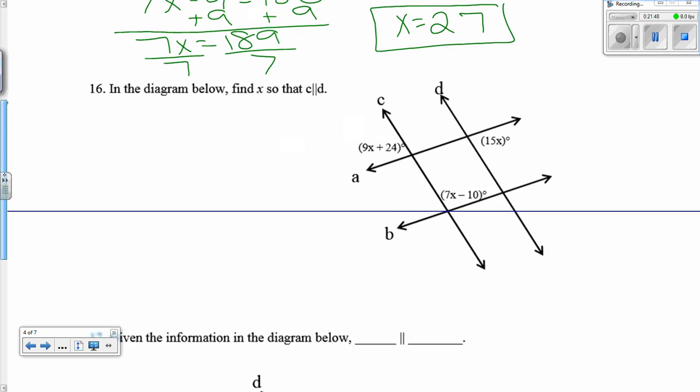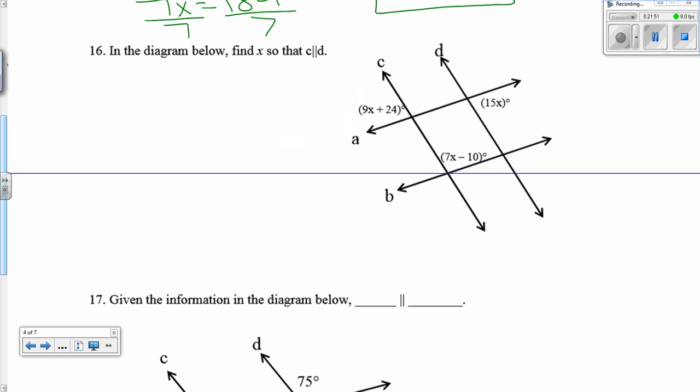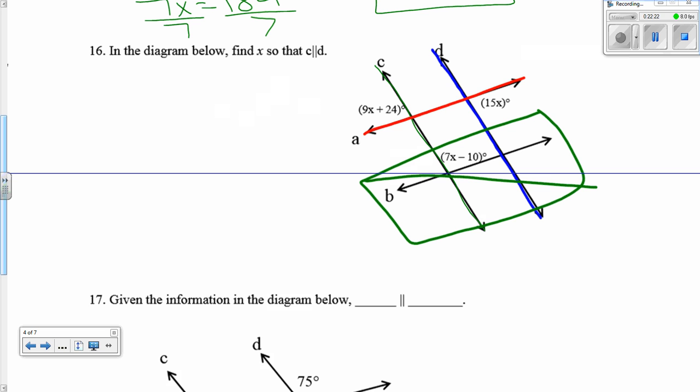All right, so in the diagram below, find x so that C is parallel to D. So I know I'm going to need one angle on C, and I'm going to need to use line D. So I look at the information I have. I know I'm going to need to use the 15x, so that means the transversal I'm going to use is A. I'm just going to box this out because I don't need to worry about this part down here. I only am looking at the 9x plus 24 and the 15x.